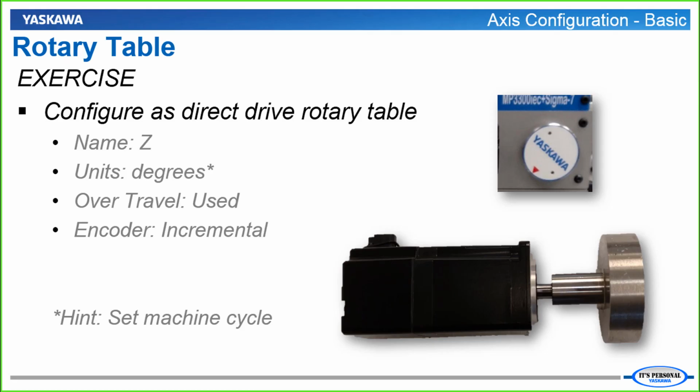Remember, we said we would model this as a direct drive rotary table, calling it axis Z with units of degrees. We will use the overtravel on this one because there is that remote demo IO wired to it. But let's set up this encoder also as incremental. And one hint here for you is if it's a rotary table, there is a machine cycle. As this table goes through one complete revolution, it ends up completing one cycle. So why don't you pause the video here and try to do it. And when you're done, I'll show my solution next.